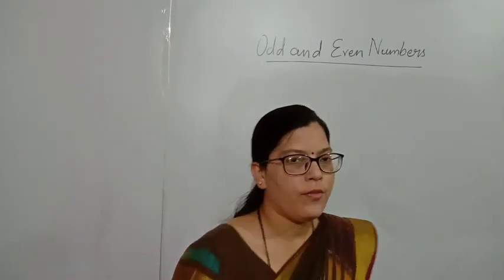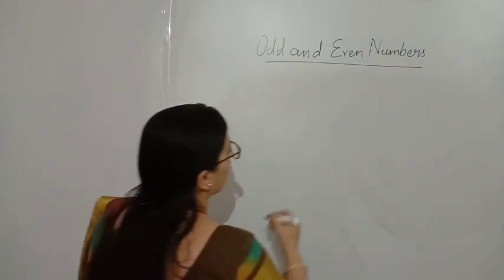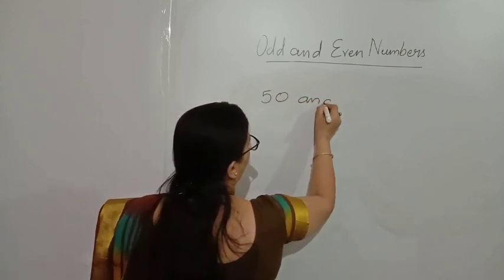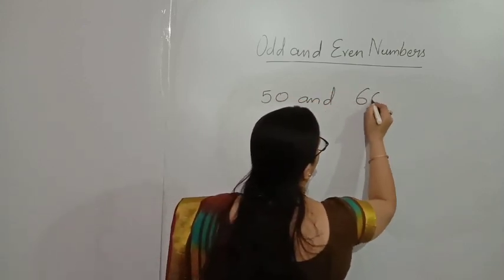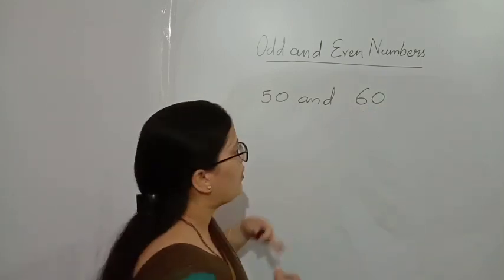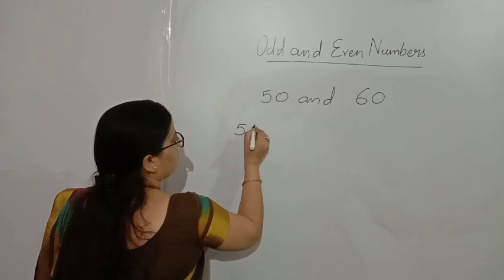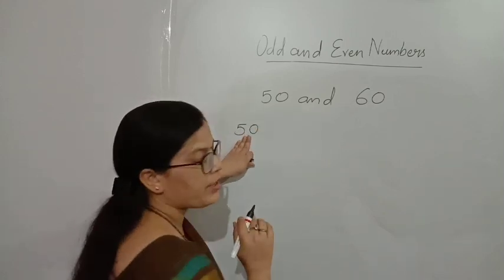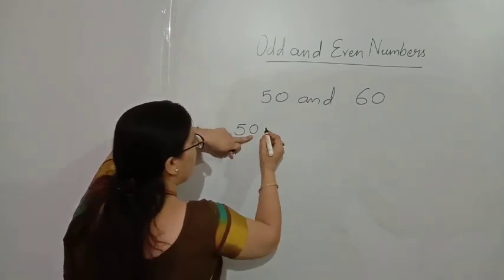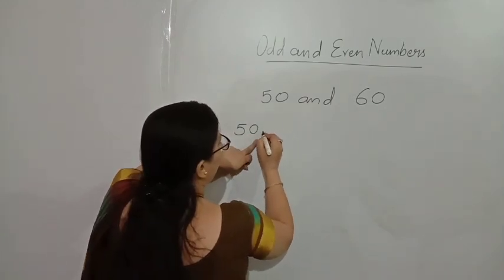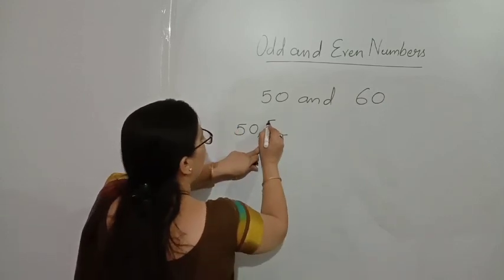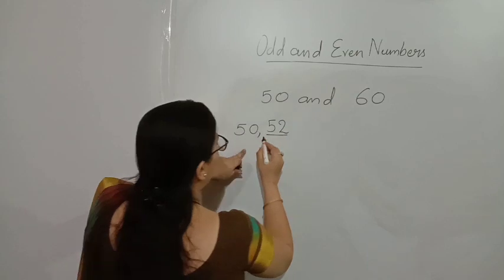So now if you have been asked to write even numbers between 50 and 60, how will you write? First write 50. Now you know 50 is an even number, 0 is at ones place. Now the next even number will be 52.